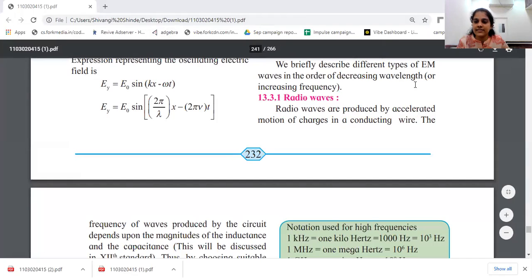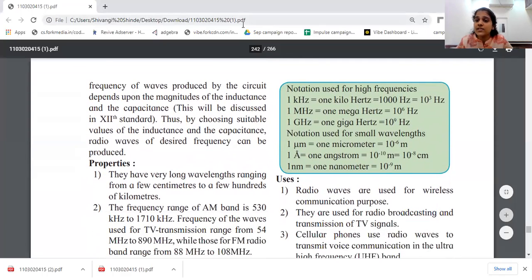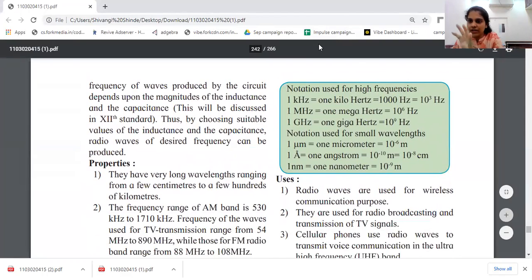Now let us read what is written. The frequency of waves, the radio wave frequency. Radio waves are produced because of the moving charges in wires, or maybe in circuits. So the frequency of the waves produced by the circuit will depend upon the magnitude of inductance and capacitance.